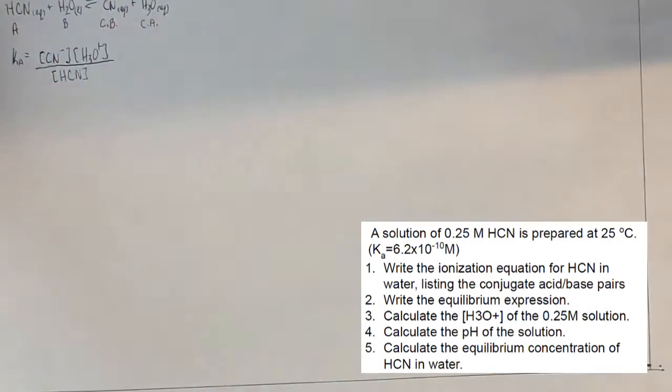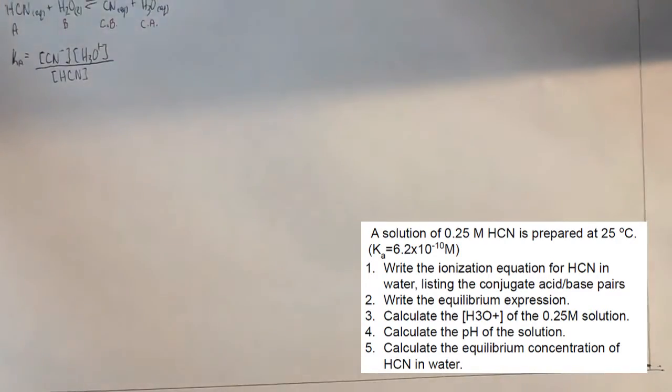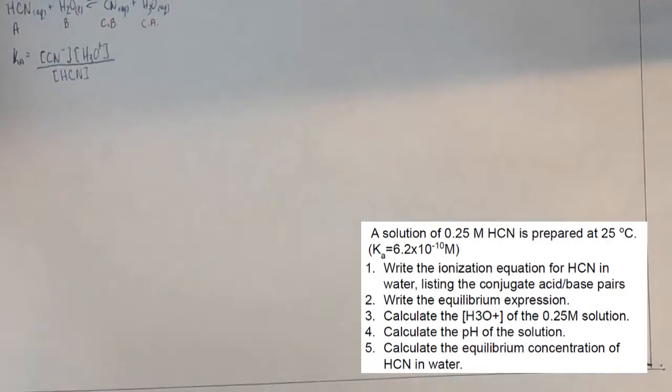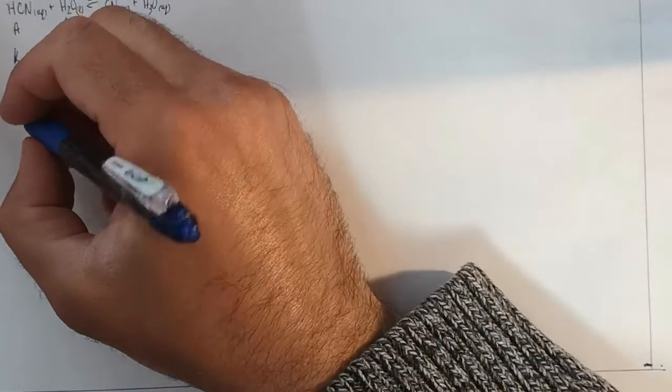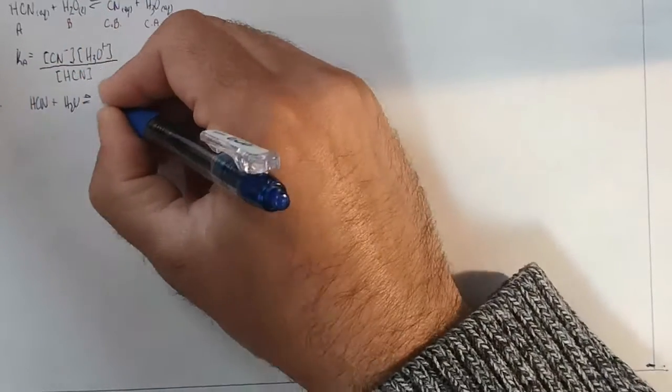All right, for number 2, we just had to write out our equilibrium expression. Now for number 3, we got to do a whole bunch of math here. So, well, let's do some math. So for number 3, let's set up our ice table. So we've got HCN.